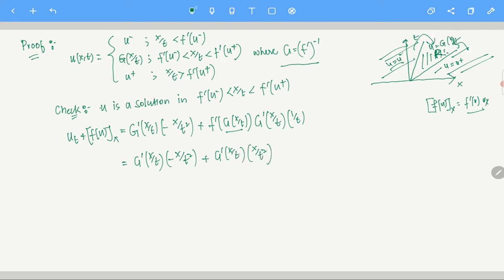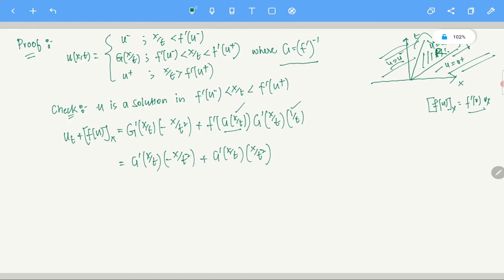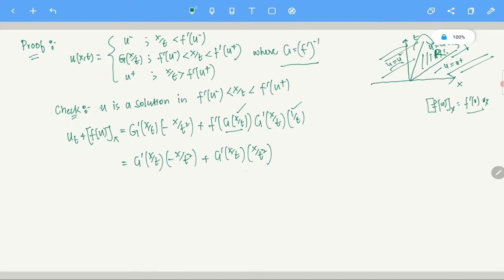So x by t from here it is coming, and 1 by t from here it is coming, so essentially x by t square. I hope this is fine. So now what do we have? So this is basically the same here, so this is 0. Clear? Therefore u is classical in each of the three regions where it is defined.